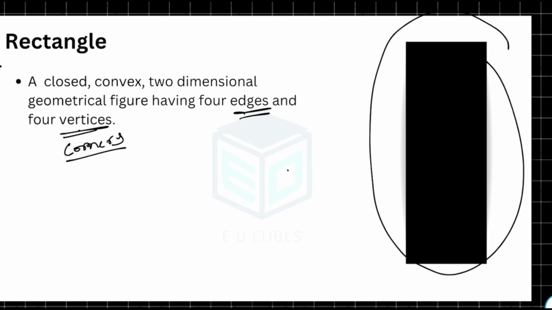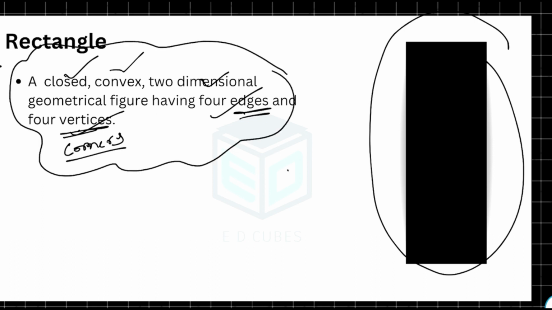Now you see this figure. Is this figure a closed figure? Yes. Is this figure a convex figure? Yes. Is this figure a two-dimensional figure? Yes. Is it having only four edges? Yes. Number of corners? Four. So everything is satisfied. So can we say that this is a rectangle? Yes, this is a rectangle for sure.